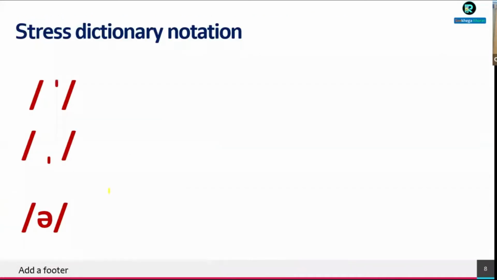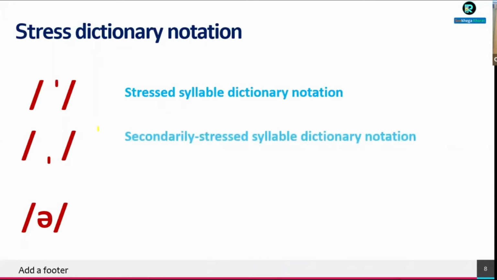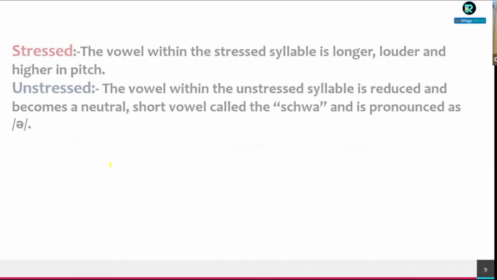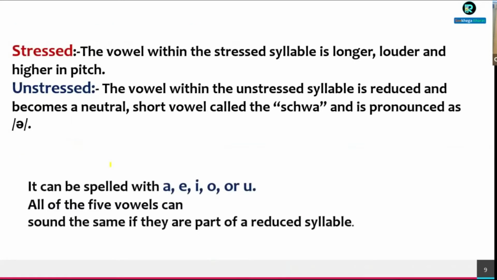Okay, so this we discussed: in detail, primary stress, secondary stress, and unstressed syllable. So annotation, this we discussed. These five important vowel sounds get reduced to this schwa sound.